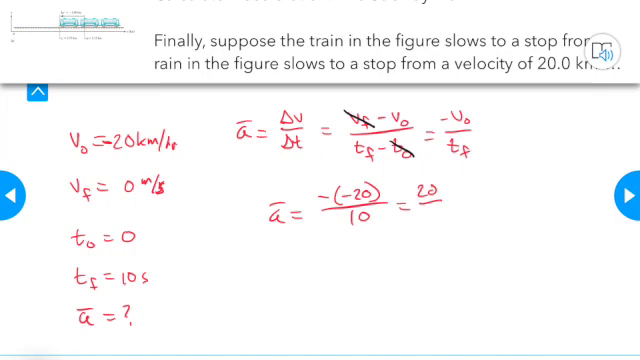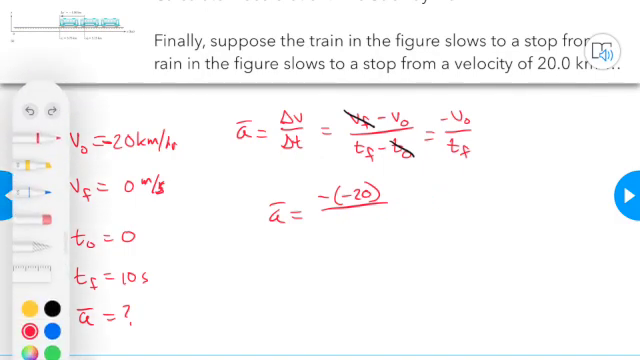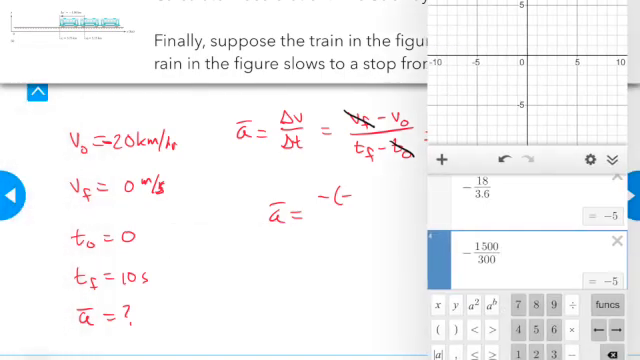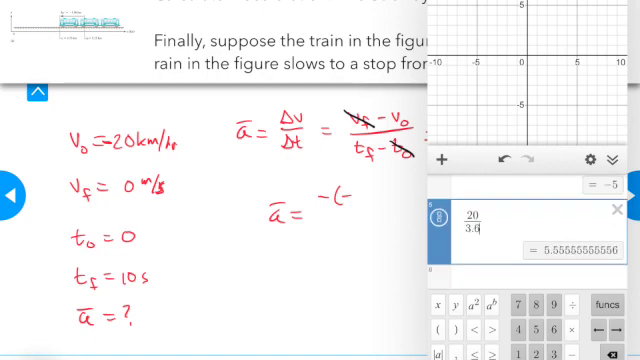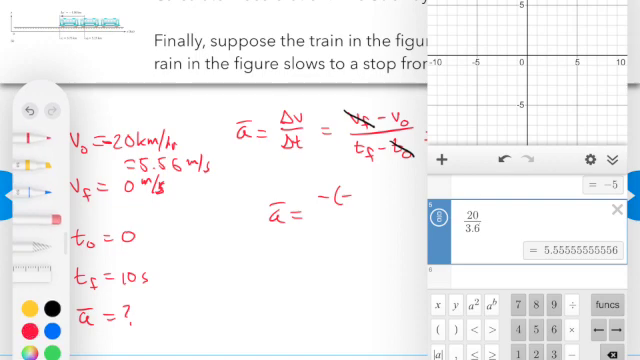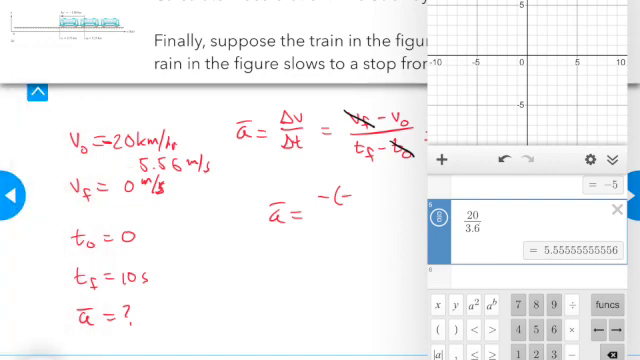20 over 10. Oh, it's not 20. Hold up. I forgot to convert. So we need to convert that 20 kilometers per hour. I didn't do that. So 20 divided by 3.6 is 5.56 meters per second. And that should be negative as well. Forgot that part too. Negative 5.56.